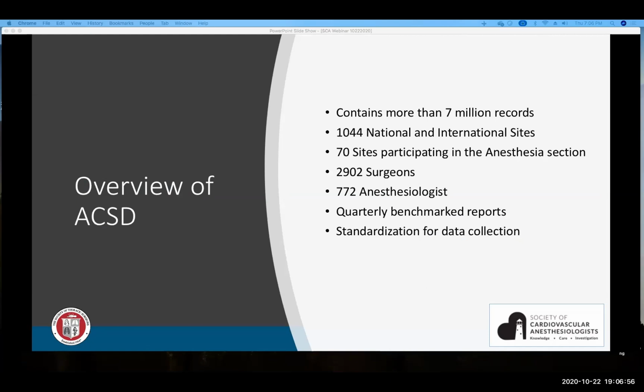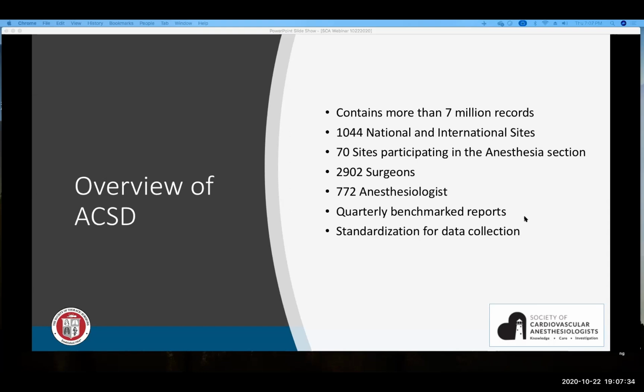So the STS database, as Dr. Kurtai stated, started in 1989, and currently we have more than 7 million records. We have over 1,000 national and international sites participating. It is voluntary. There is no mandate for sites to participate, and we have about a 90 to 95% saturation rate from national sites. We have 70 sites participating in the anesthesia section with over 2,900 surgeons and over 770 anesthesiologists.